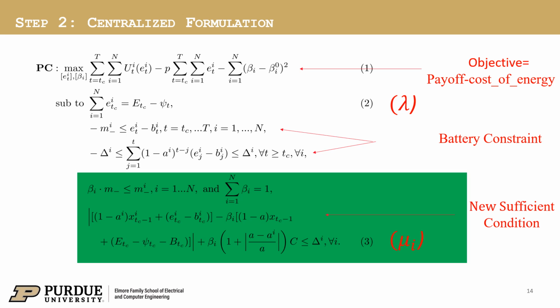The last four constraints are the new sufficient condition, which ensures there always exists such a feasible solution. From this centralized formulation, we can now derive a distributed solution. We use standard duality theory. Note that only the first constraint and the last constraint are coupling buildings' decisions, so we introduce lambda and mu I respectively for these two constraints and follow standard duality theory to decompose this centralized algorithm into a distributed solution.